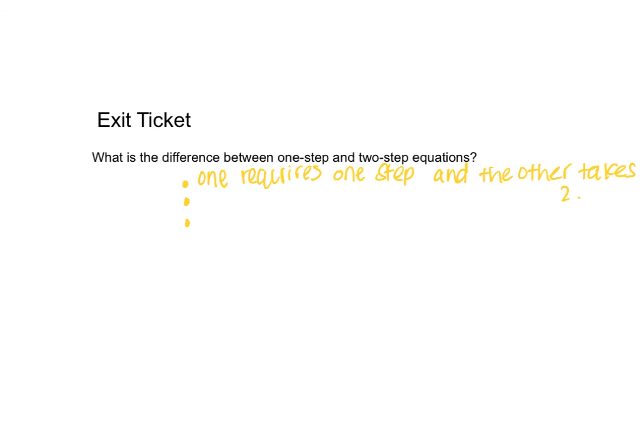Another difference is in one-step equations, we did not see 2 terms in the numerator. Okay? In two-step equations, we had to use addition and subtraction and multiplication and division in the same equation, okay? There are multiple differences. These are just a few of them, all right?